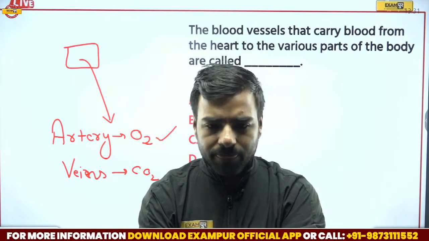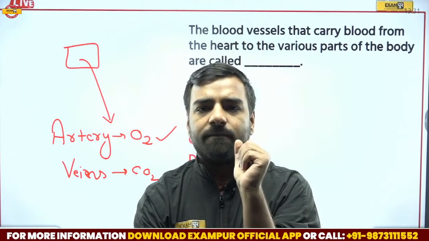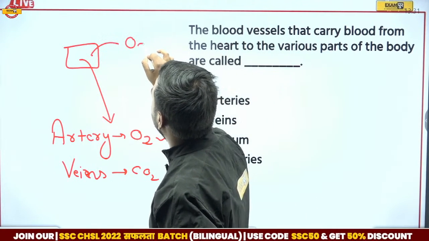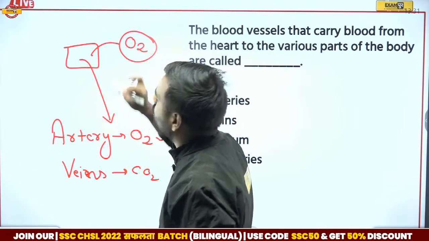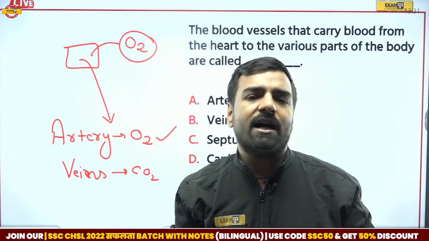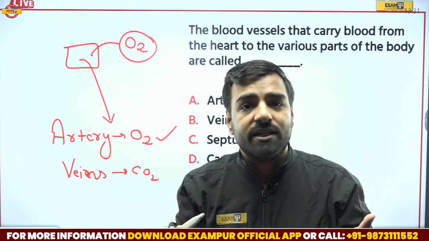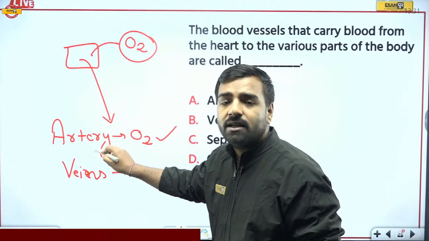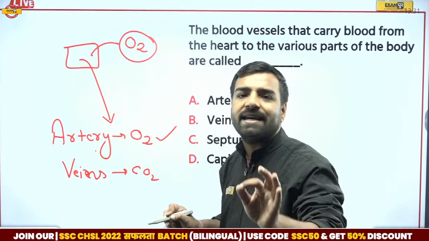What is the work of the heart? The heart is mixing up oxygen, where we say that it is oxygenated blood. Obviously, when blood comes out from the heart, it will be carrying oxygenated blood. And we know that oxygenated blood is carried by artery.